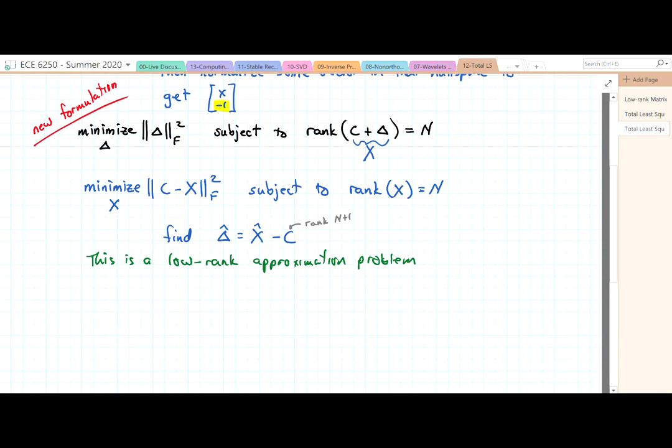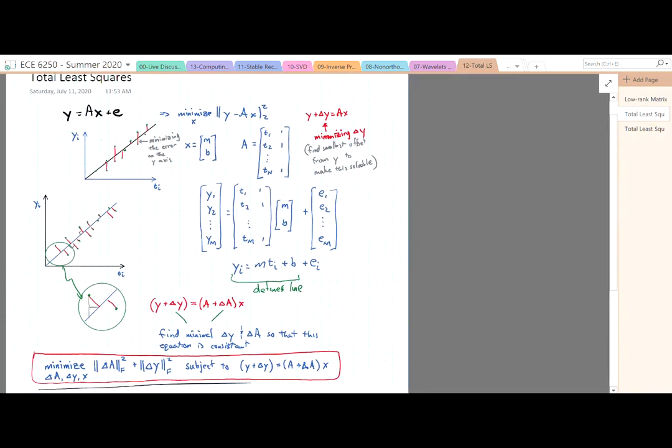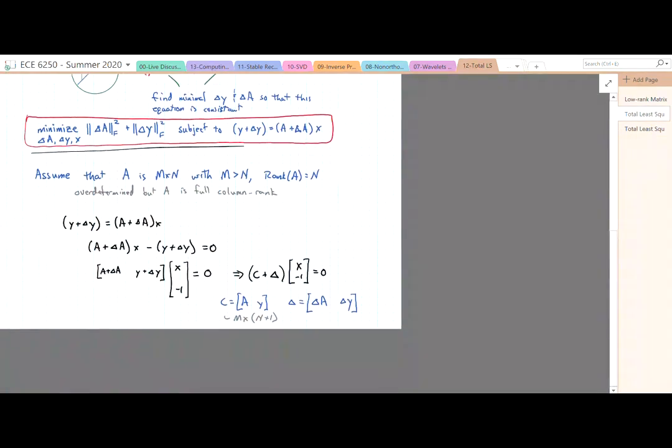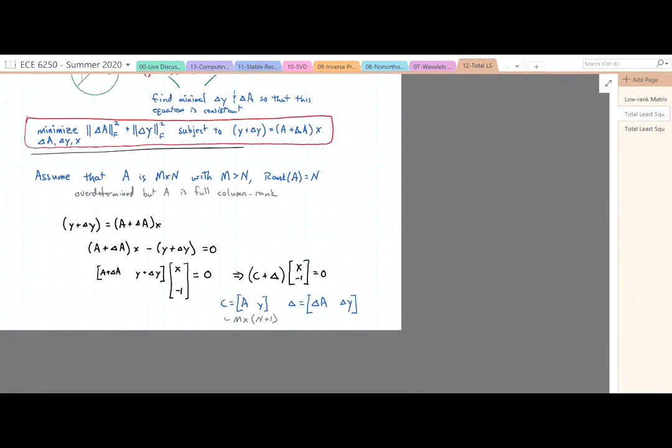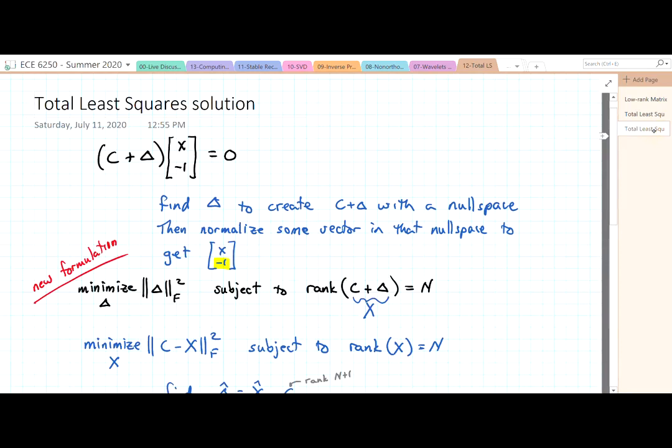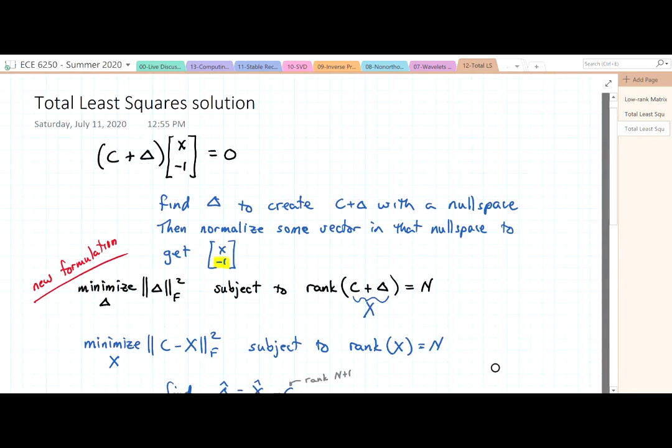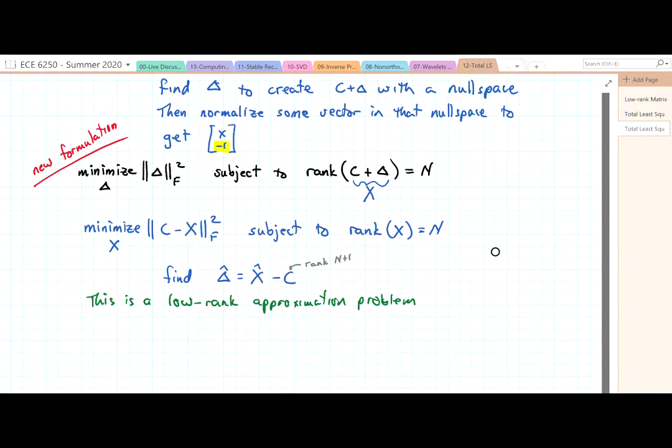Okay, so where is this low rank approximation problem coming in? We are essentially trying to approximate C, and as you recall from before, our C matrix is defined as A augmented with Y. So we're trying to approximate our C matrix, which is now rank n+1, with a matrix of rank n. And we do this by adding some term to it, and we want that term to be minimal.